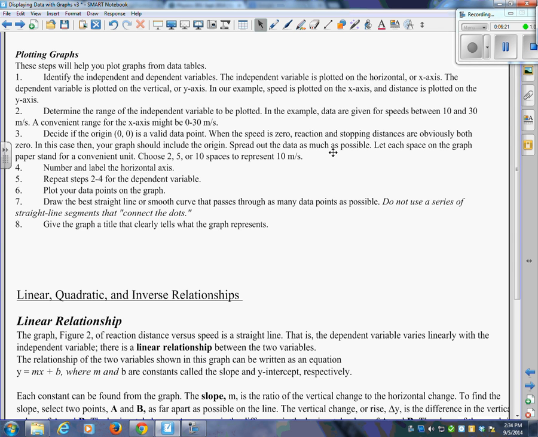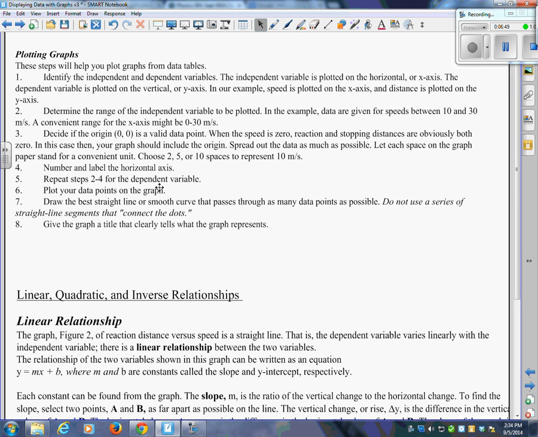Spread out the data as much as possible. Don't scrunch it into one little corner so that it's basically just a blob of blue ink. Not very useful. Spread it out so we can see it. Let each space on the graph paper stand for a convenient unit. Choose 2, 5, or 10 spaces to represent 10 meters per second. If your x goes up by 1s, does your y have to go up by 1s? No. In fact, that happens all the time. Don't worry about that. Number and label a horizontal axis.